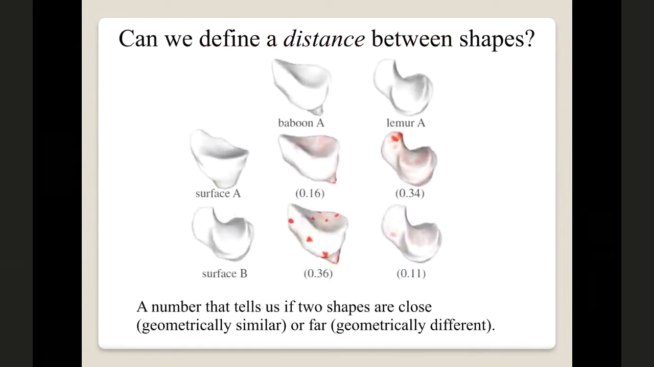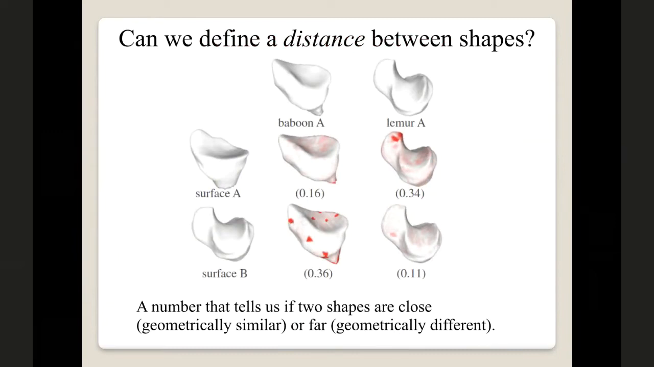And so the way we can mathematically formulate this question is: is it possible to define some kind of distance between shapes, so that given two shapes, and we'll have to say what we mean by a shape, but for our purposes today, a shape is going to be a genus-zero surface. It's going to be a topological sphere with some kind of Riemannian metric on it. And what we'd like to do is to find the distance between any pair of shapes.